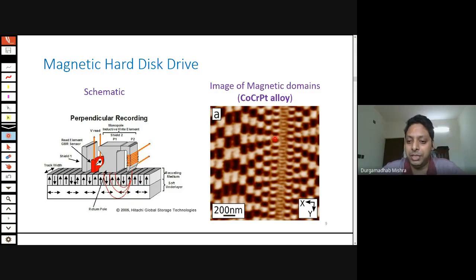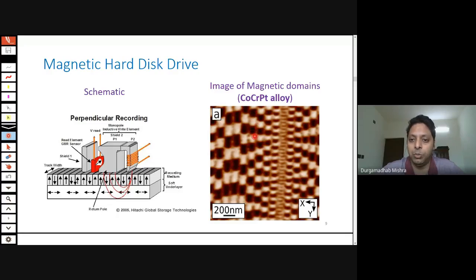So some domains are 20 nanometers, some are around 50 or 100 nanometers. So there is a variation in the size of the domains. And this is a material called a cobalt chromium platinum alloy. You know cobalt is magnetic, but you do not know if chromium or platinum is magnetic. But if you alloy them, you mix them, you get an alloy which is still magnetic, and this is actually used in your magnetic hard disk.